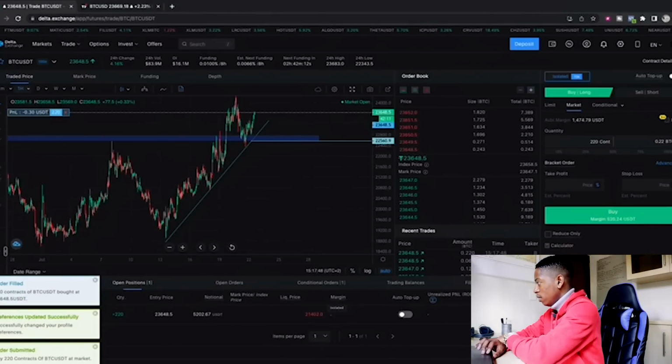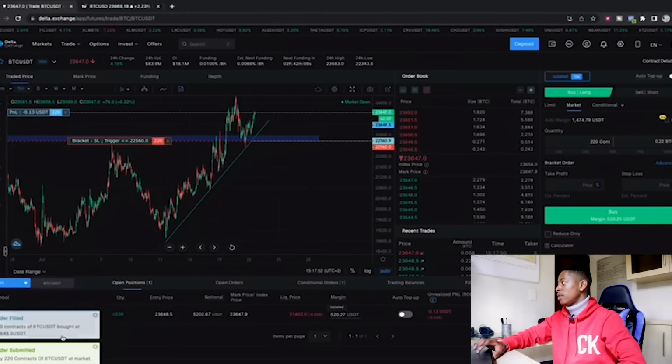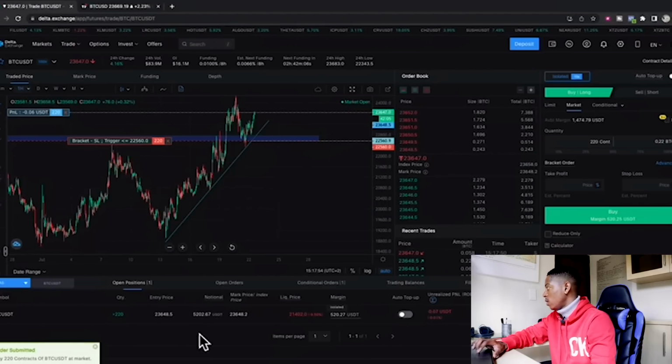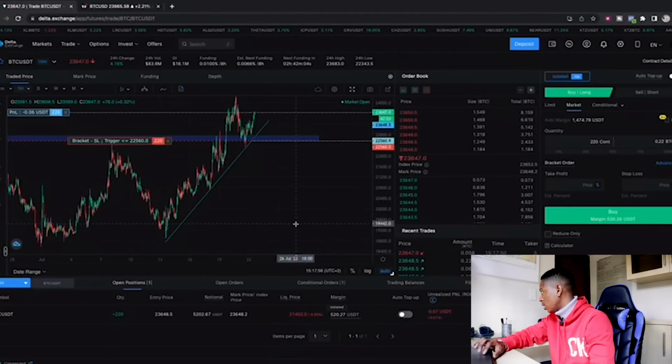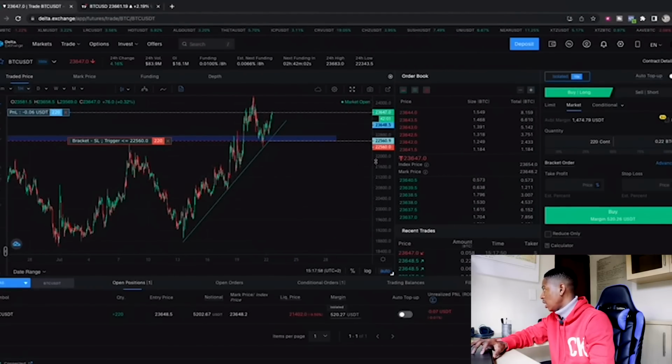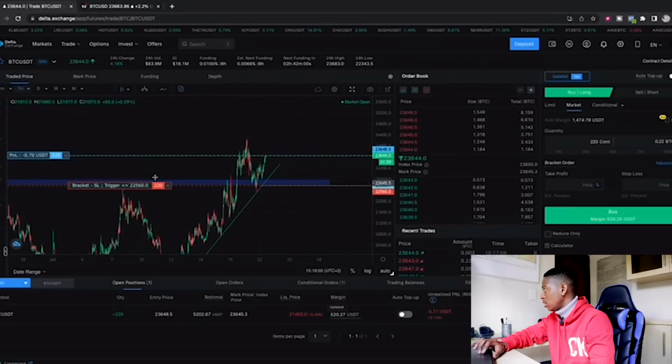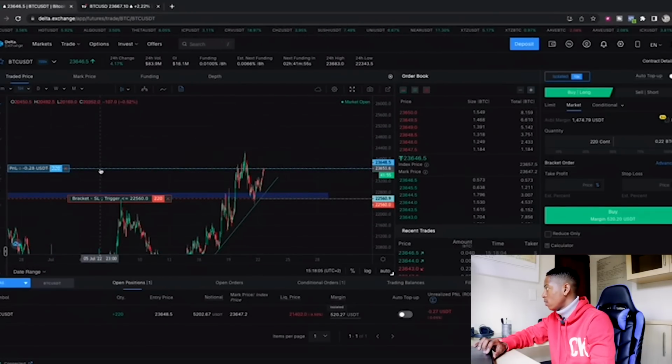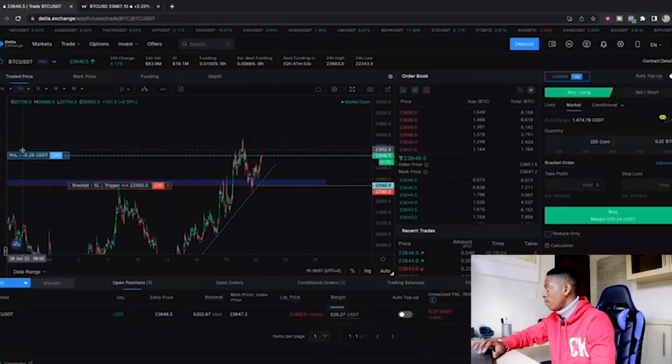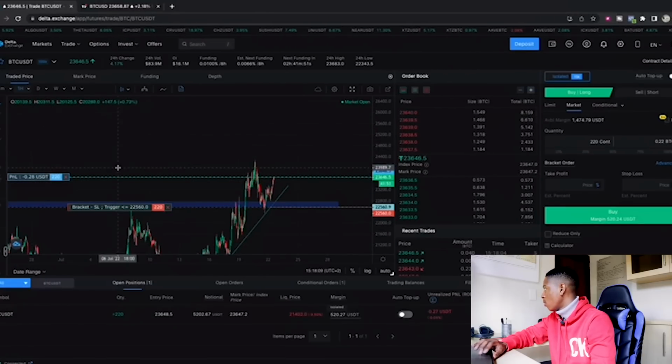So my order has been placed, I've bought 220 contracts of BTCUSDT at the current market price. You can simply see that my order is now filled right here, and this is where my stop loss is going to be, with the amount that I'm going to be losing. And the more in profits we go, the more we're going to be enjoying.